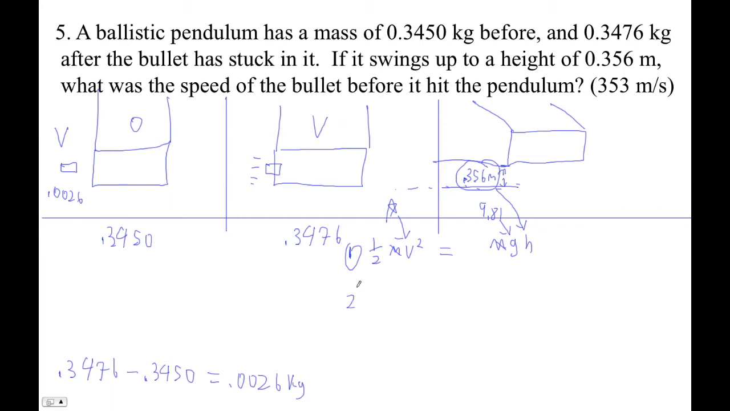Step 2, you're going to set up a momentum expression: 0.0026 times v equals 0.3476 times this number that you just got. So you figure that out. From 1/2 mv squared equals mgh, you figure out this velocity. Then putting that velocity in here, you go back and figure out this velocity here.